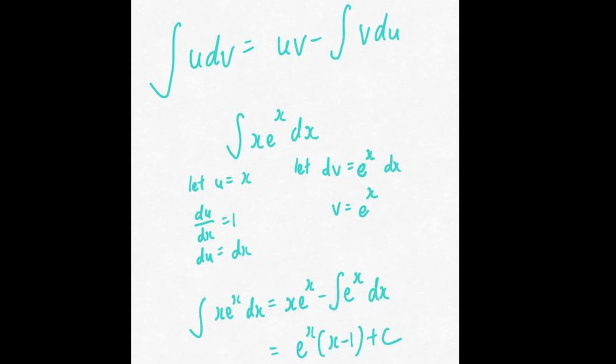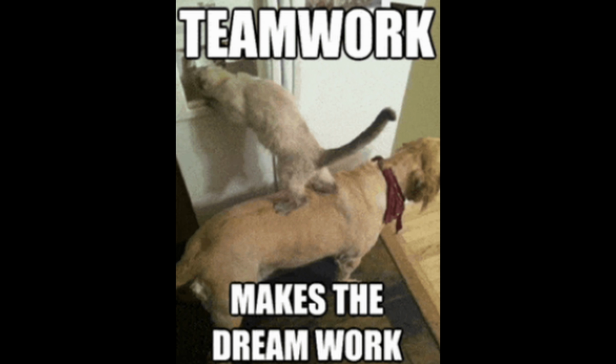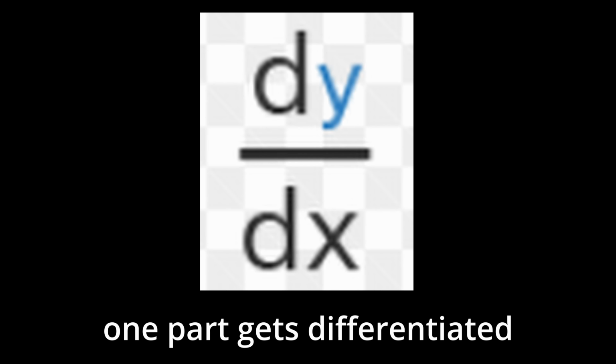So if you apply the formula, it becomes the integral of x eˣ dx equals eˣ(x minus 1) plus C. That's the answer. Integration by parts is like teamwork. One part gets differentiated, the other gets integrated.